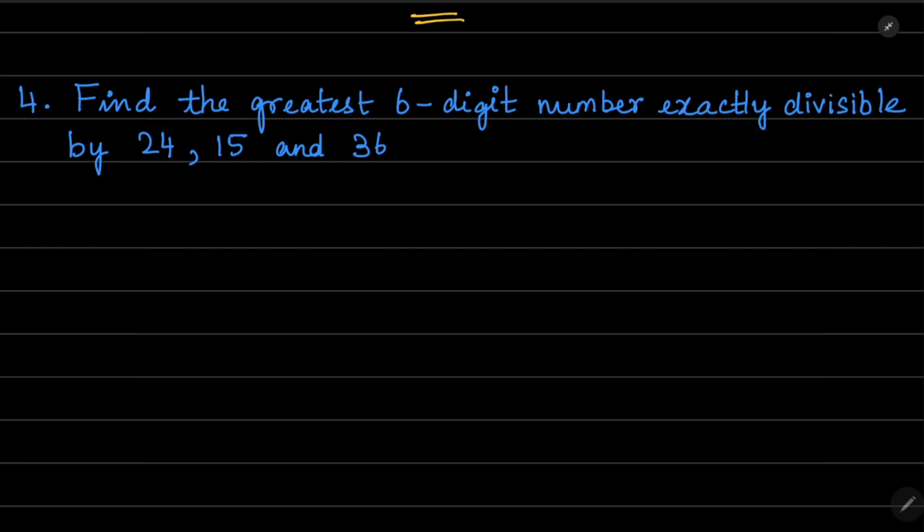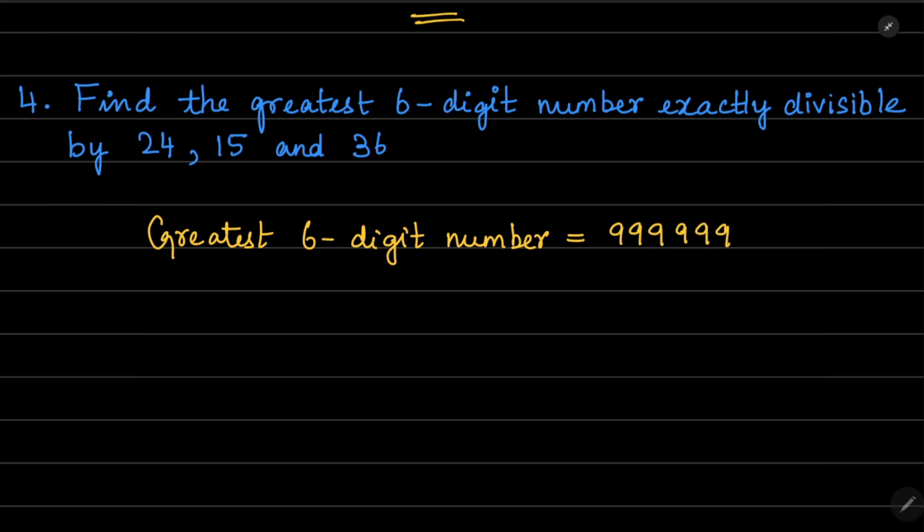So tell me, the greatest 6-digit number. The greatest 6-digit number is actually 6 nines, right? 9,99,999 is your greatest 6-digit number. Now, you have to find the greatest 6-digit number which is exactly divisible by these three numbers, right?